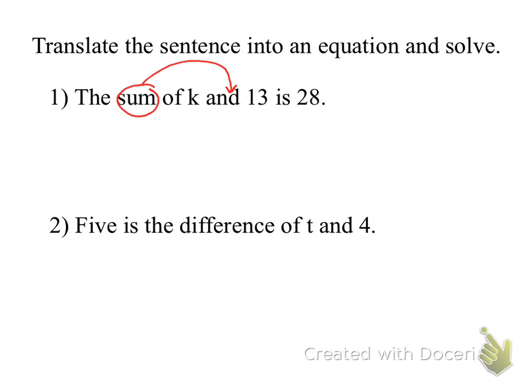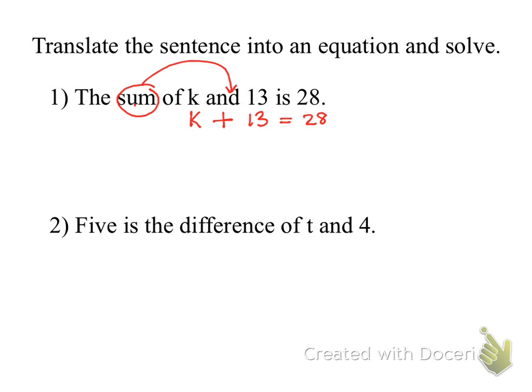Okay, the sum of k and 13 is 28. So when I see the operation sign sum, I send it to the "and." What sign is that? It's a sum, so I send the addition sign there. What comes before it? What comes after it? 13. And what does the word is mean? Equals. And then we have 28.